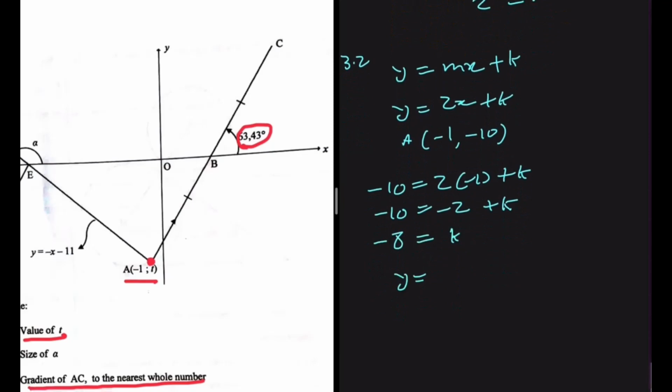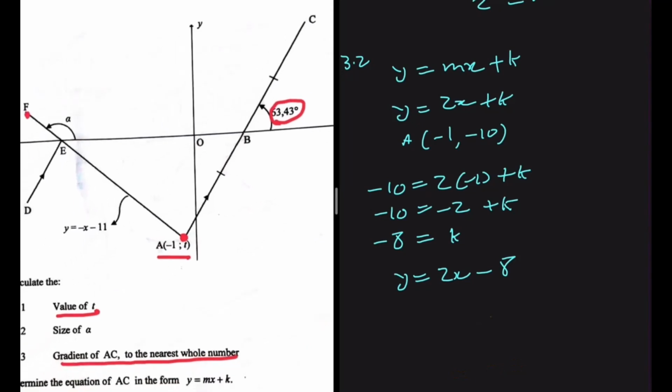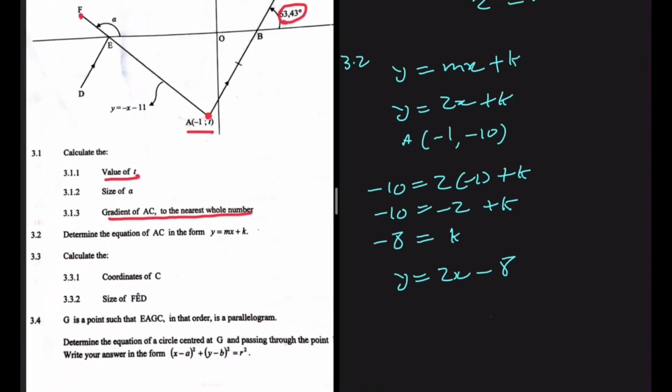So y is equal to 2x minus 8. Right, we can substitute the x value of A and see if we're going to get minus 10. If we substitute the x value of A, we're going to get 2 multiplied by minus 1 minus 8. Minus 2 minus 8 is equal to minus 10. So it seems like we have the right equation because it works at that point. Right, so that is 3.2.